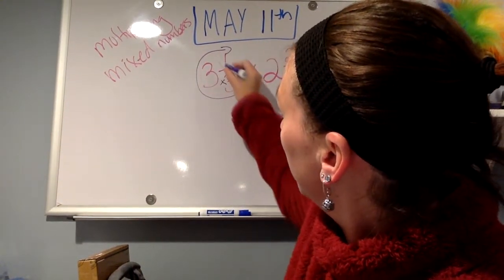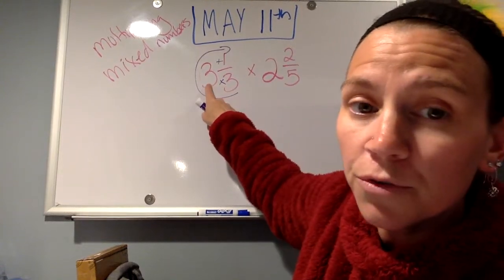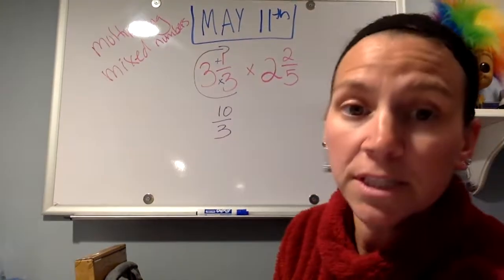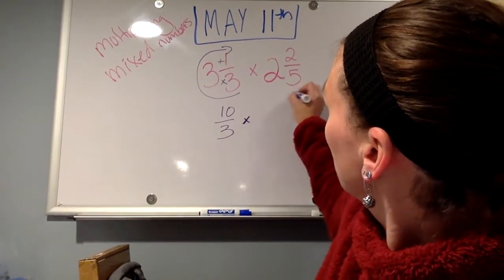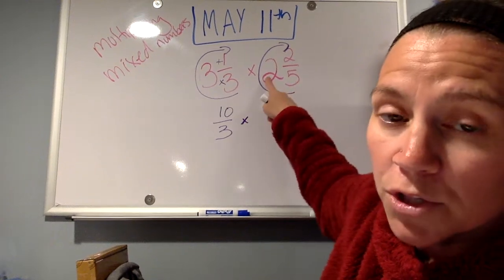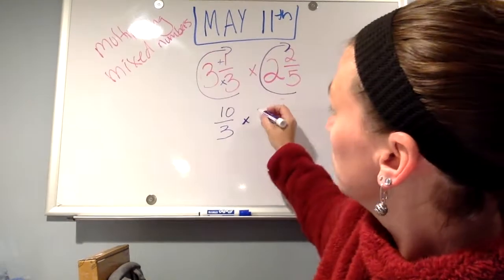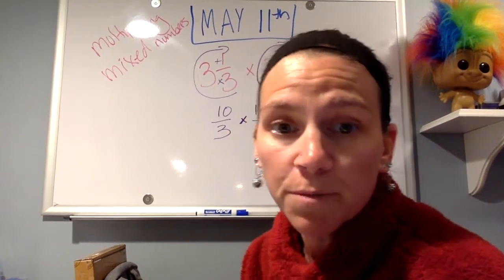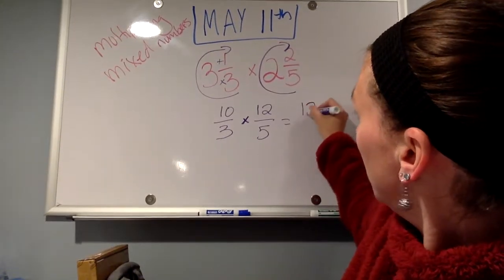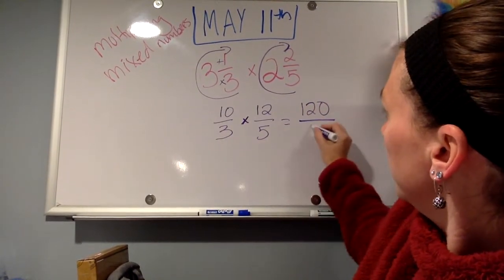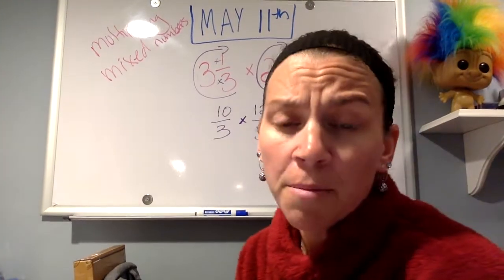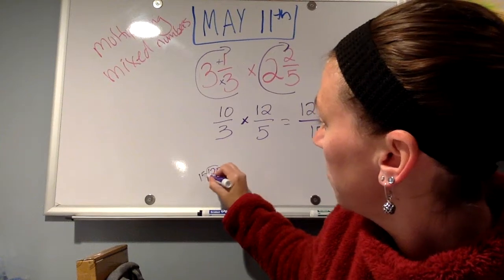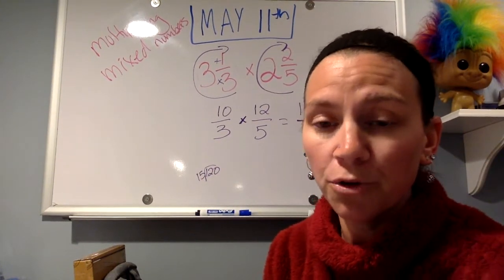So I multiply and I add. So 3 times 3 is 9, plus 1 is 10. Denominator stays the same, so that's 10/3 times, work your way up and around. 5 times 2 is 10, plus 2 is 12. Denominator stays the same. Multiply the tops, multiply the bottoms. So 10 times 12 is 120. 3 times 5 is 15. Improper fraction. So then you would go and you would do your division. Okay, but I will be honest with you, I'm not too concerned about you simplifying.